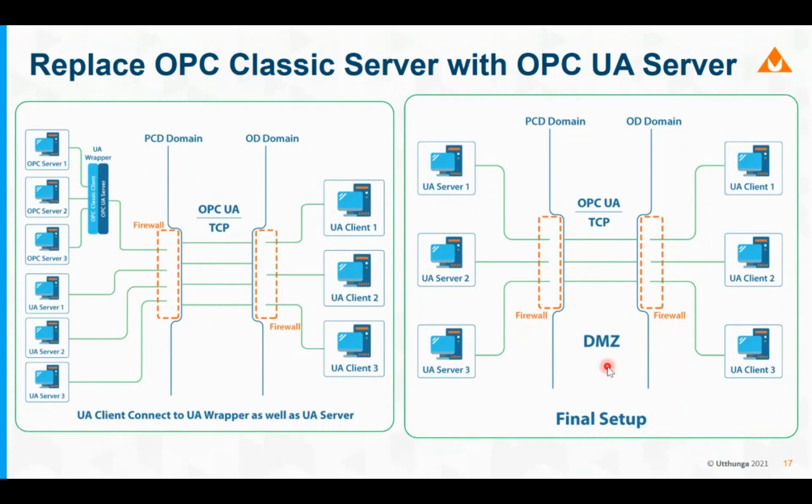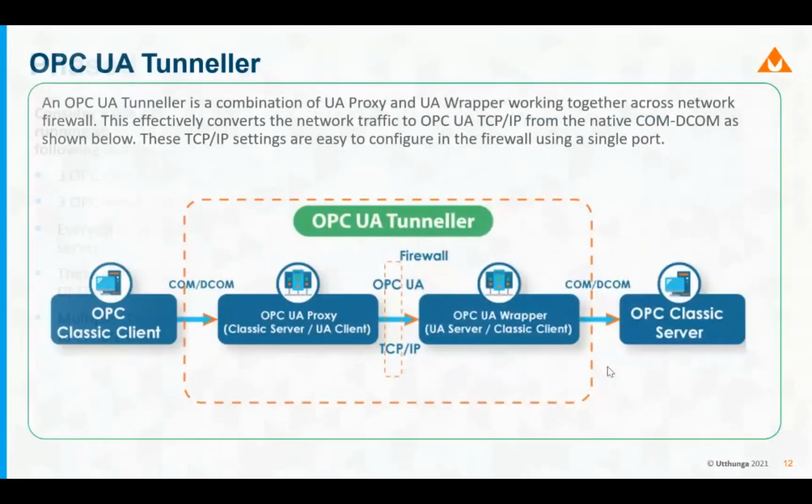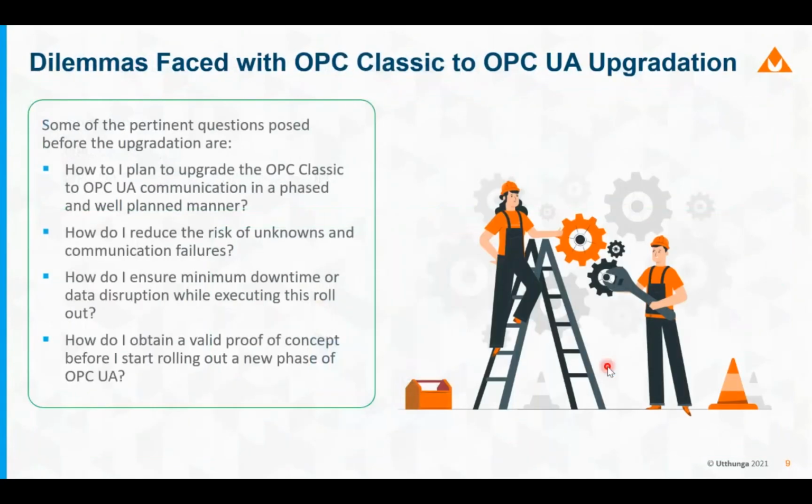And now let's go back and look at the points that we are trying to answer. So these were our dilemmas that we faced while doing the upgradation. How do I plan to upgrade from OPC Classic to OPC UA in a phased and well-planned manner? If you look at the case study that we just walked through, we were planned and we went in a phase-wise manner, isn't it? Right? We first tried to clean up the DMZ.